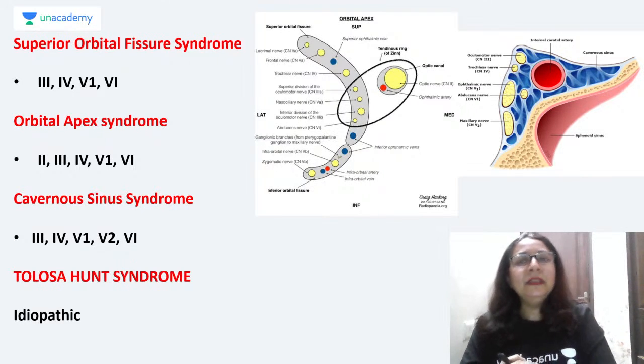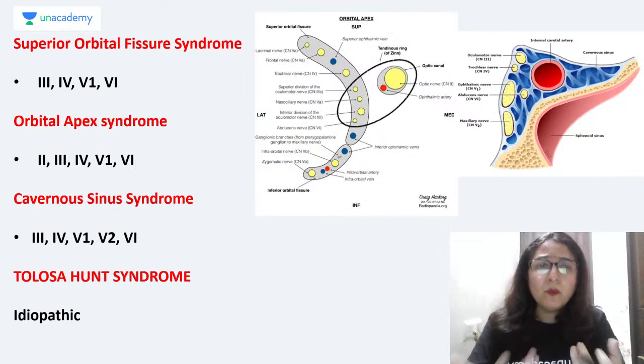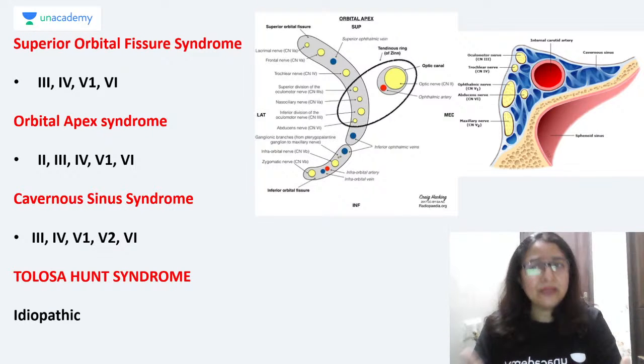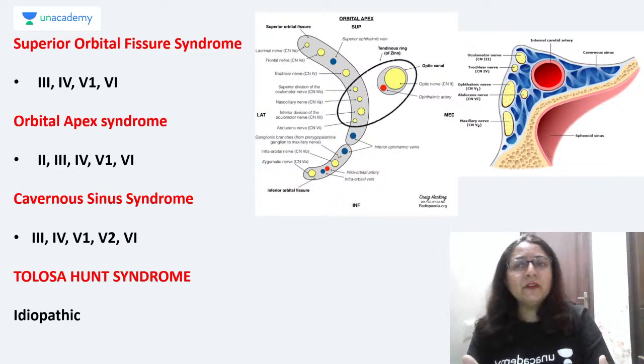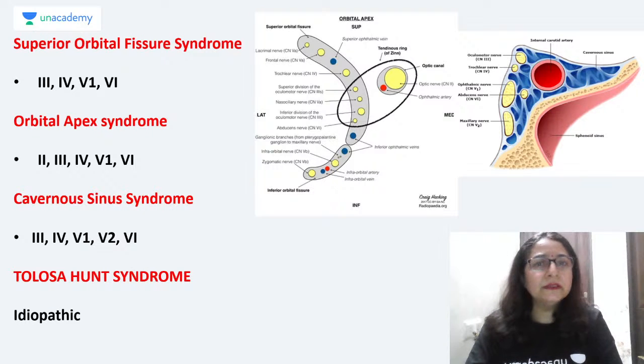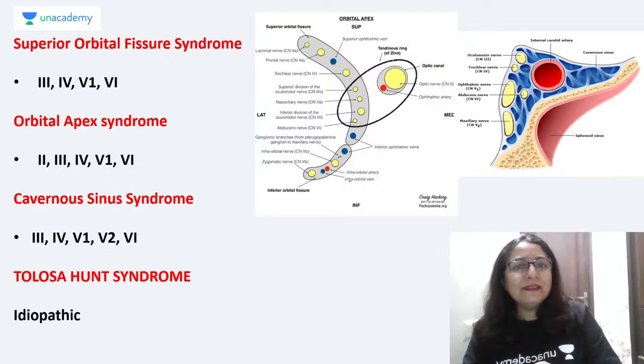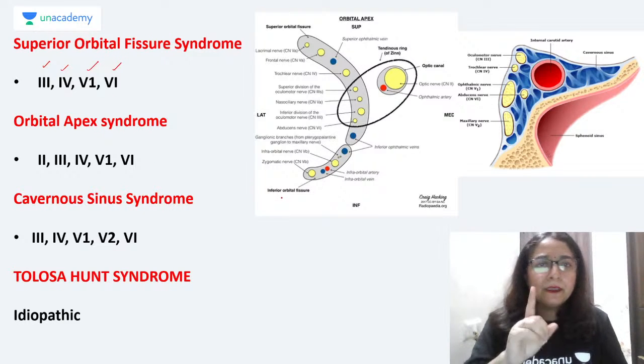Okay. Now the lesions, the nerves which would be affected, of course, depend upon which are associated with these areas. Now the nerves which are coming from the superior orbital fissure are your 3rd, 4th and 6th nerve and first division of the 5th nerve. So if there is inflammation in this area, the nerves which will be affected will be your 3rd, 4th, 6th and 1st division of the 5th nerve.